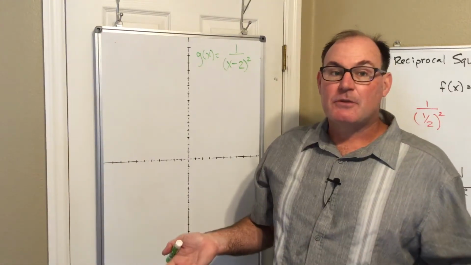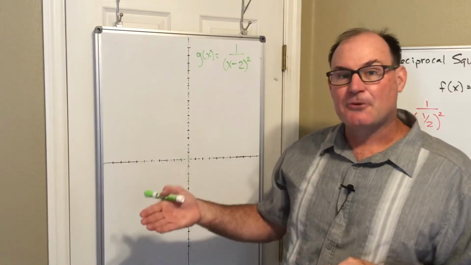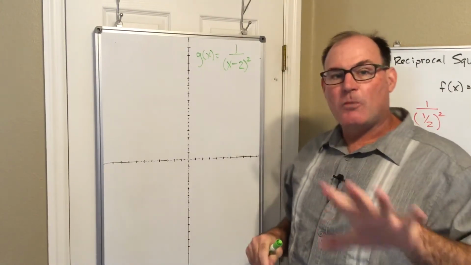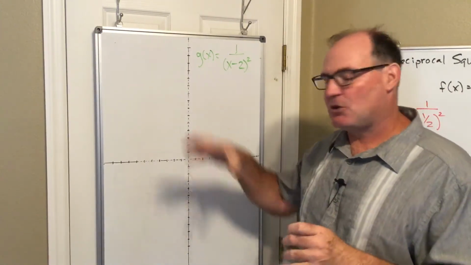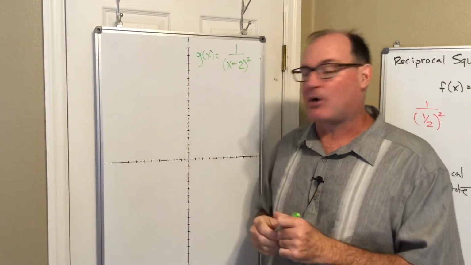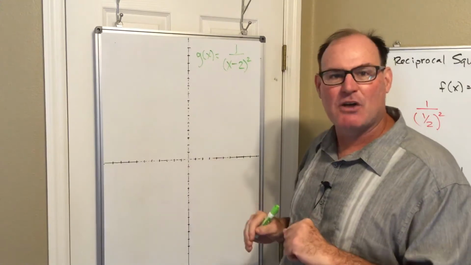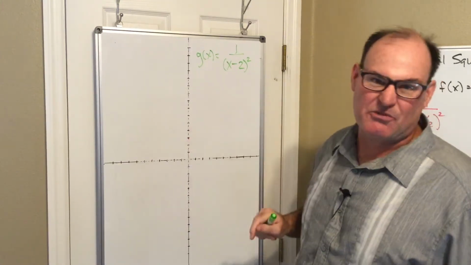So just like we did for the reciprocal graph, there are transformations associated with the reciprocal square. So we're going to do an example. Hopefully, as you're taking notes, you have your graph of the reciprocal square in front of you. Just to keep it less complicated, I didn't like how everything got muddled up on that previous graph, so I'm going to start from scratch.